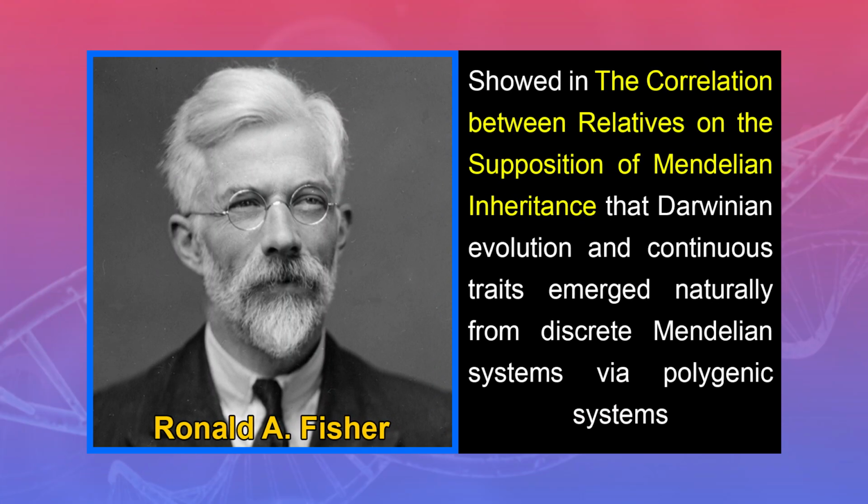But in the 1910s, a new synthesis emerged as R.A. Fisher showed, in the correlation between relatives on the supposition of Mendelian inheritance, that Darwinian evolution and continuous traits emerged naturally from the discrete Mendelian system via polygenic systems. Dear students, this period was the renaissance of Darwinism, as Mendelianism was absorbed into evolutionary biology and the groundwork for the neo-Darwinian synthesis established.